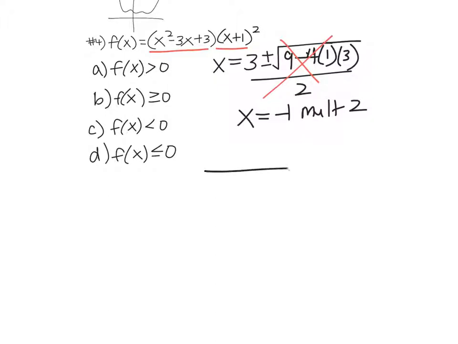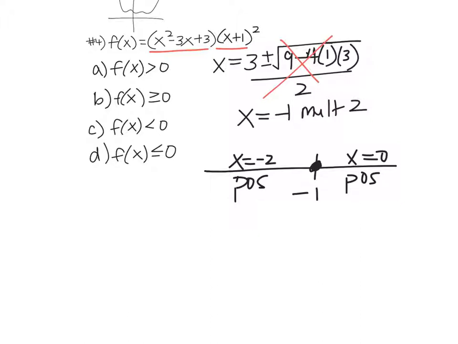If you were going to make a sign chart, you only have 2 intervals because there's only one 0. If you pick a number over here and plug in, say, x equals negative 2, you're going to get a positive times a positive. And if you pick a number over here, I would probably pick x equals 0, you will get a positive times a positive when you plug that in.